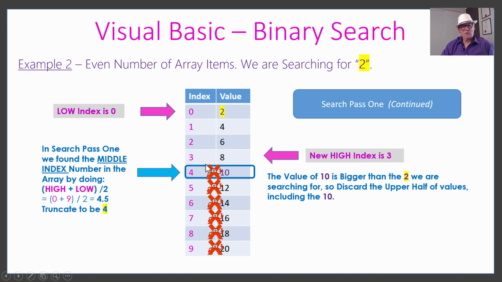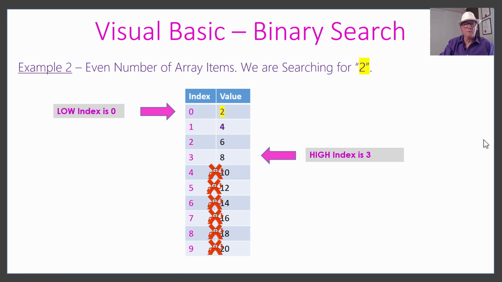Now, with that, because of all these we're not looking at, the new high index, and in your program you'll have to set that, instead of the end of the searching being right down the bottom, the end of the searching now is located here, which is index number 3. So the new high index is 3. Okay, so that's search pass 1 finished, and let's get on to see what happens in pass number 2.